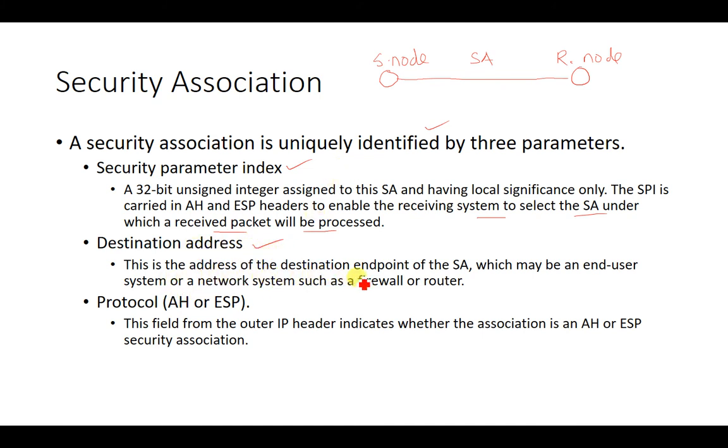Now the second identifier to identify the security association is the destination address. This is the address of the destination endpoint of the SA, which may be an end user system or a network system such as a firewall or a router.